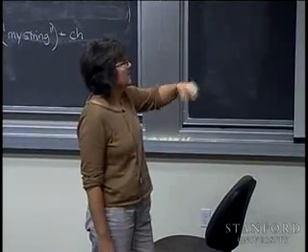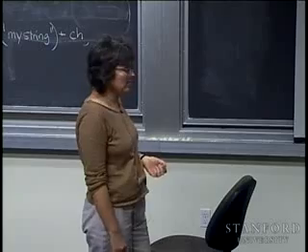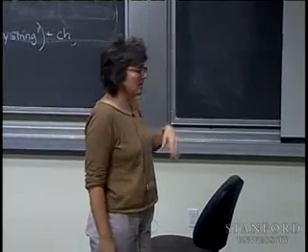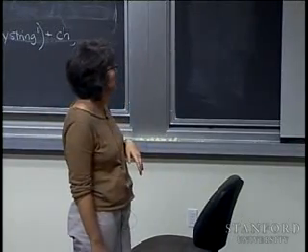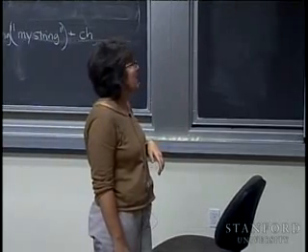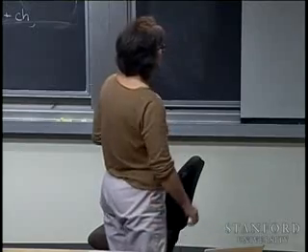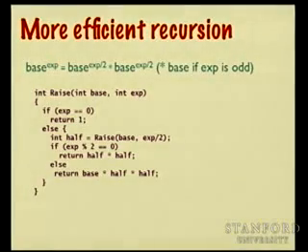And then there's the case of, well, what if the power I was trying to get was odd? If I were trying to raise it to the 11th power, I could compute the half power, which gets me to the 5th multiplied by the 5th, but then I need one more base multiplied in there to make up for that half. Okay, and so I can write another recursive formulation here.